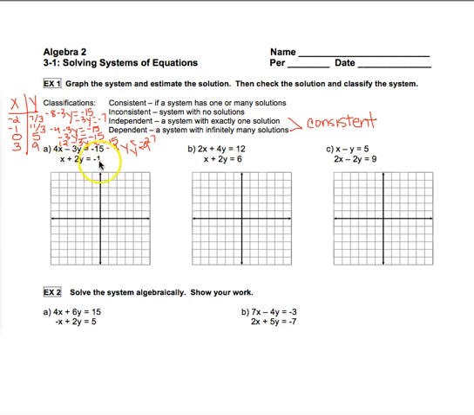So this one I'm going to do by getting y alone because it's relatively easy to isolate here. So I'm going to subtract the x on both sides. So that gives me 2y equals negative x minus 1. And then I'm going to divide everything by 2. So these cancel, and I get y equals negative 1/2 x minus 1/2. Okay, so these I can both plot on the scale that I have.